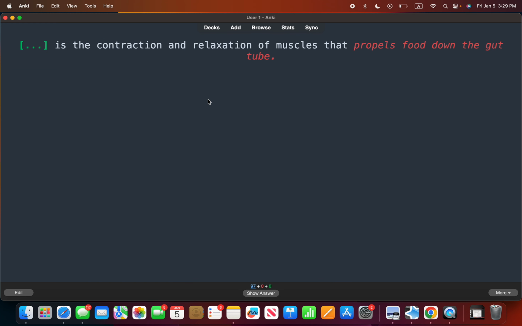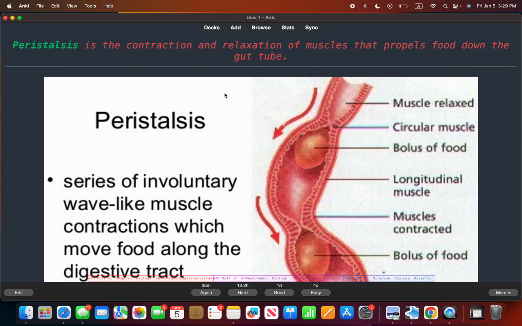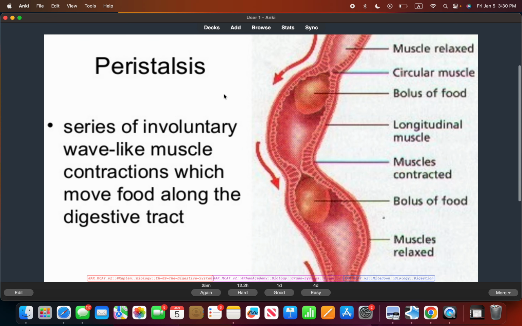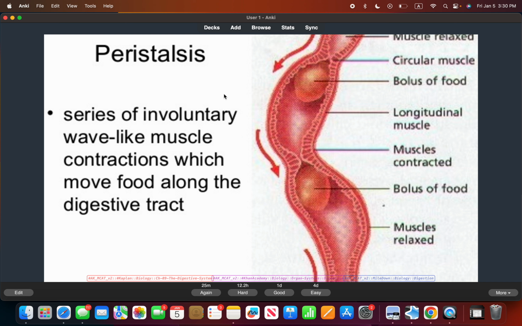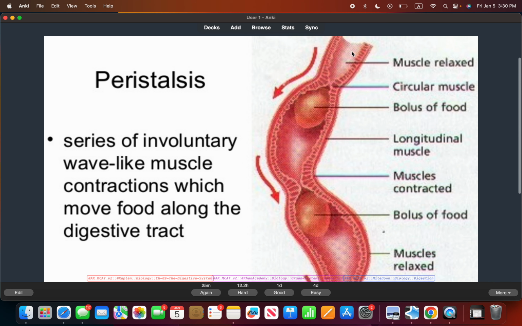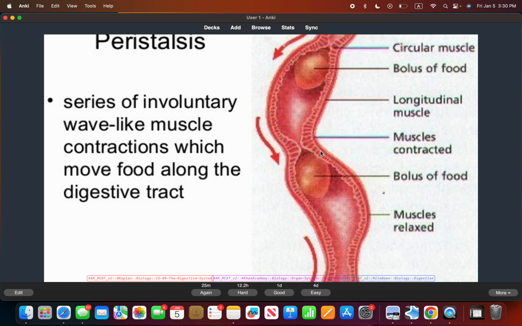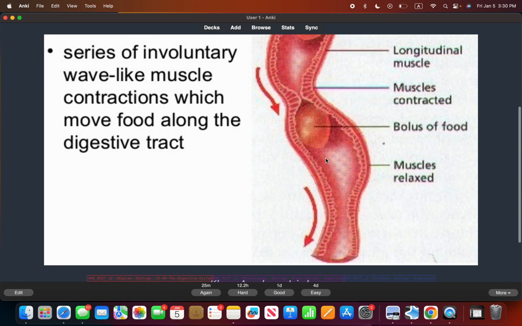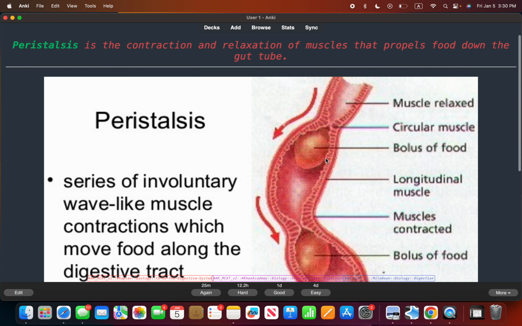What is the contraction and relaxation of muscles that propels food down the gut tube? It would be peristalsis. It's a series of involuntary wave-like muscle contractions, which move food along the digestive tract. You can see here that the muscle is relaxed. There is a circular muscle. There is the bolus of food. There is the longitudinal muscle. There is the muscle contracted. There is the bolus of food, and the muscle is relaxed.